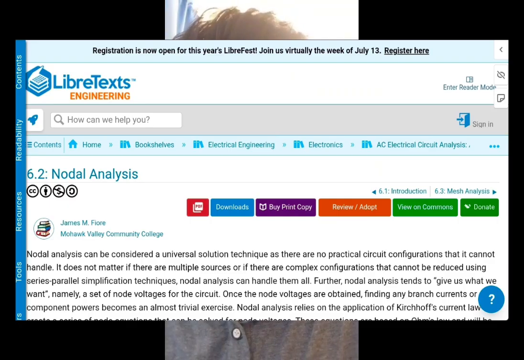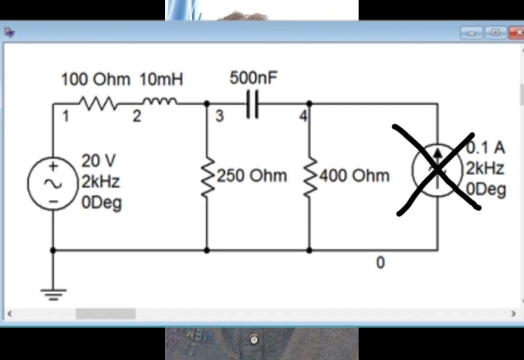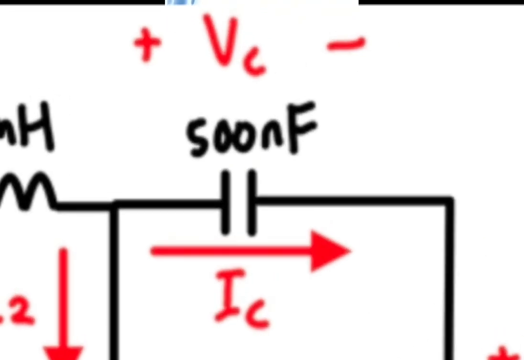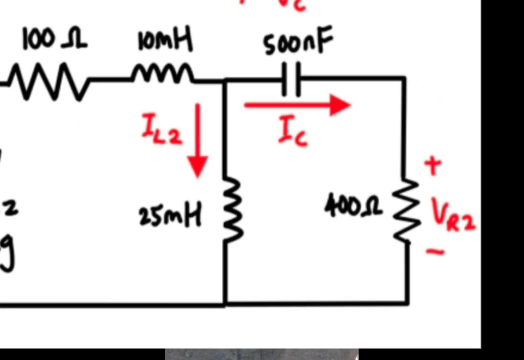For the AC circuit, however, we used an example circuit from the website called LibreTexts. It is from a tutorial under nodal analysis, especially for AC circuits. We had to follow the assignment and remove the AC current source and replace the 250 ohm resistor with a 25 millihenry inductor. We will be analyzing the voltage and current across the 500 nanofarad capacitor, current across the 25 millihenry inductor, and voltage across the 400 ohm resistor. That's the circuit we are going to solve for.